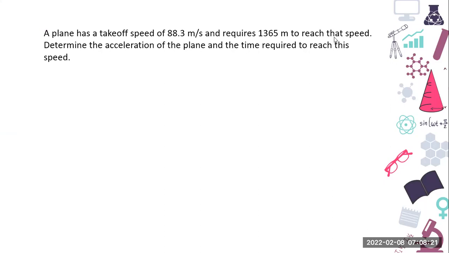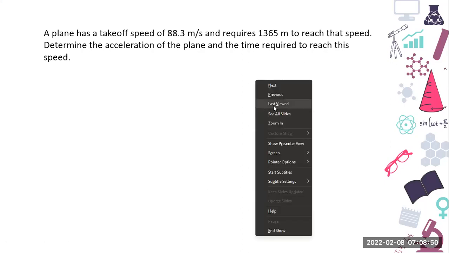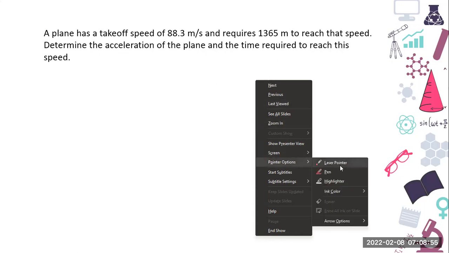Okay, the first problem you saw there, you might have seen different variations of the unknown. So what I did was compress those problems and came up with 5 unique problems from your activity one. Okay, the first one is: a plane has a takeoff speed of 88.3 meters per second and requires 1365 meters to reach that speed. Find the acceleration of the plane and the time required to reach this speed.